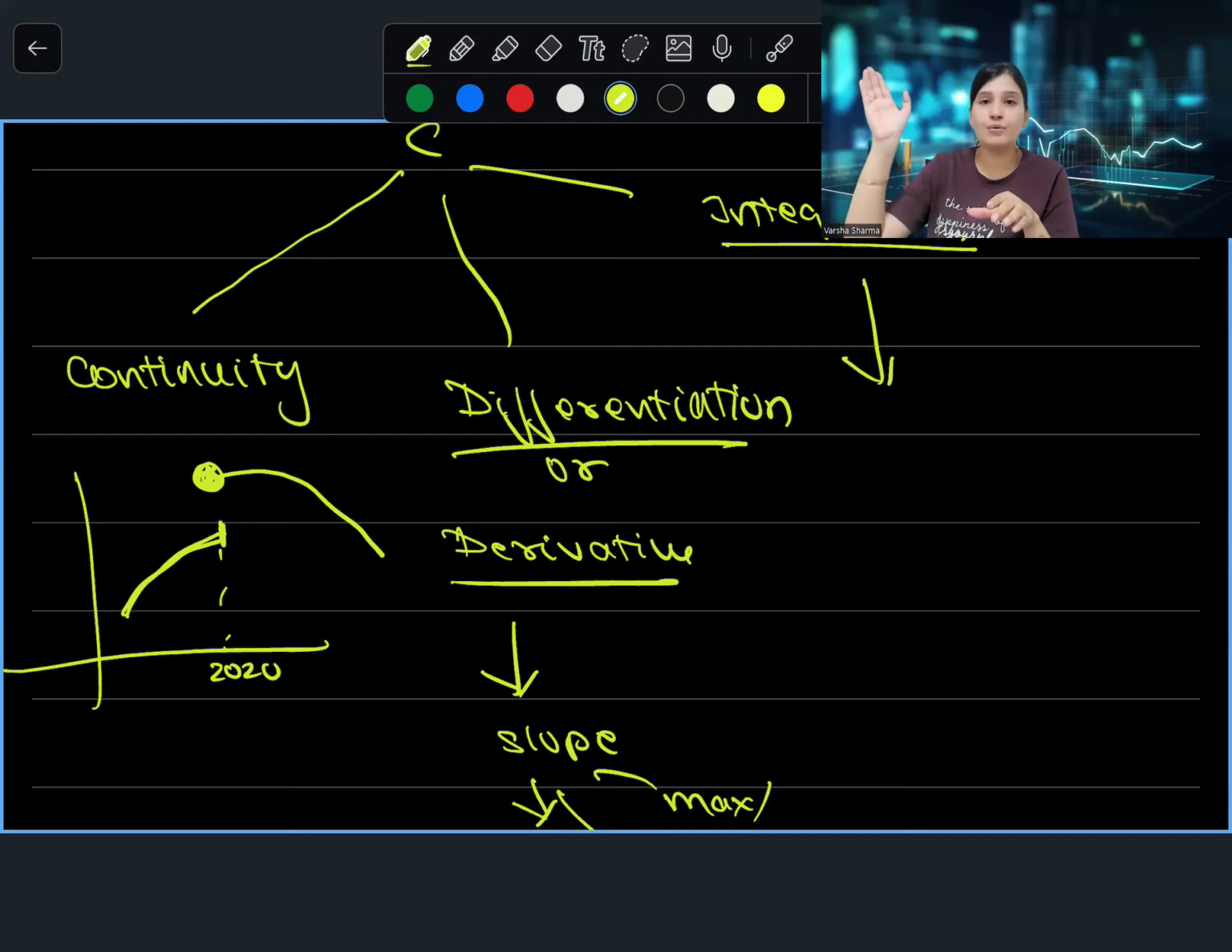If the slope is going upward, why does the rate increase? Why does the cost increase? All these things, differentiation is what teaches. We'll go to those things. We'll study that application. Understood. Clear, clear? Note down.